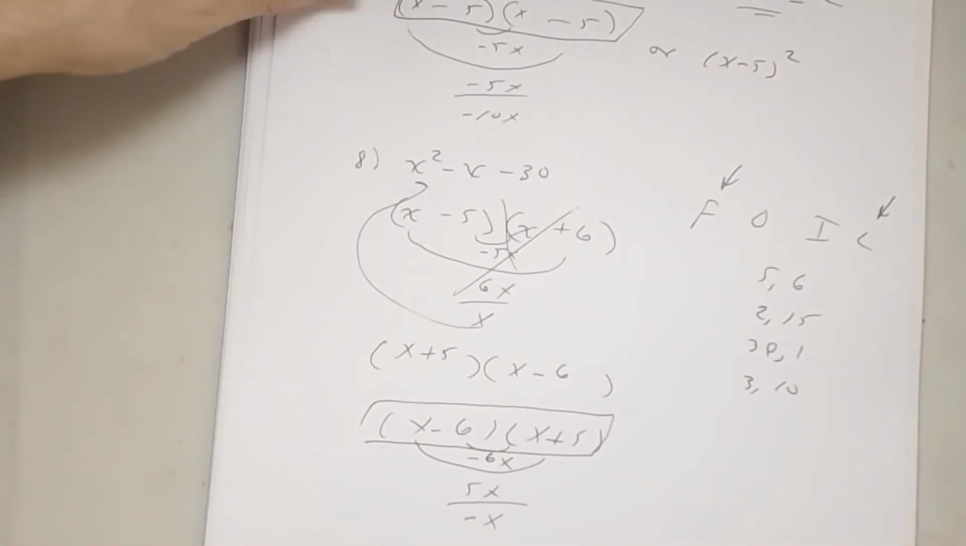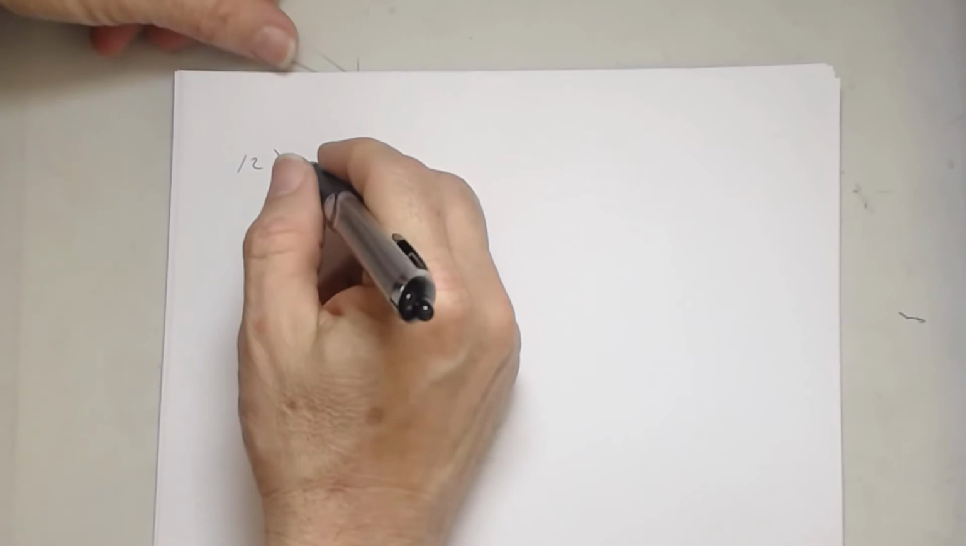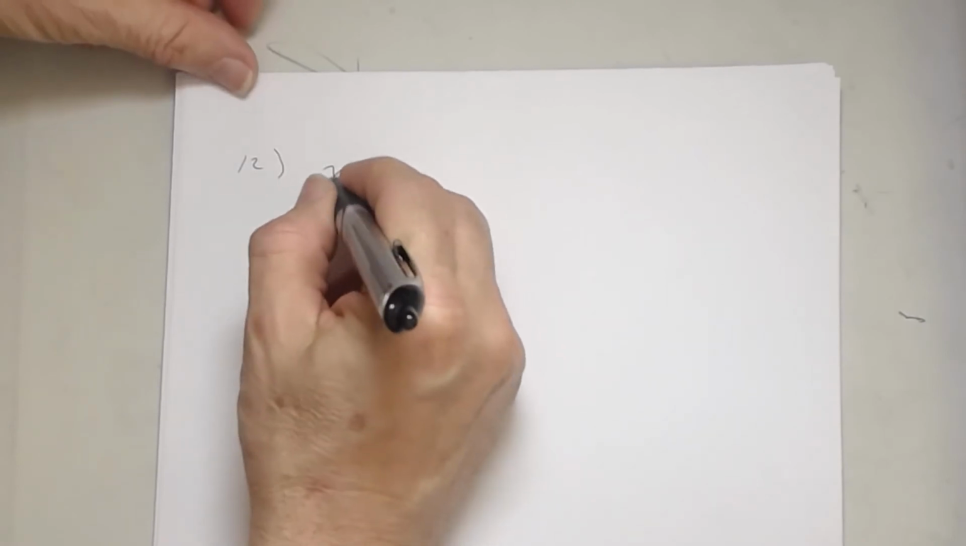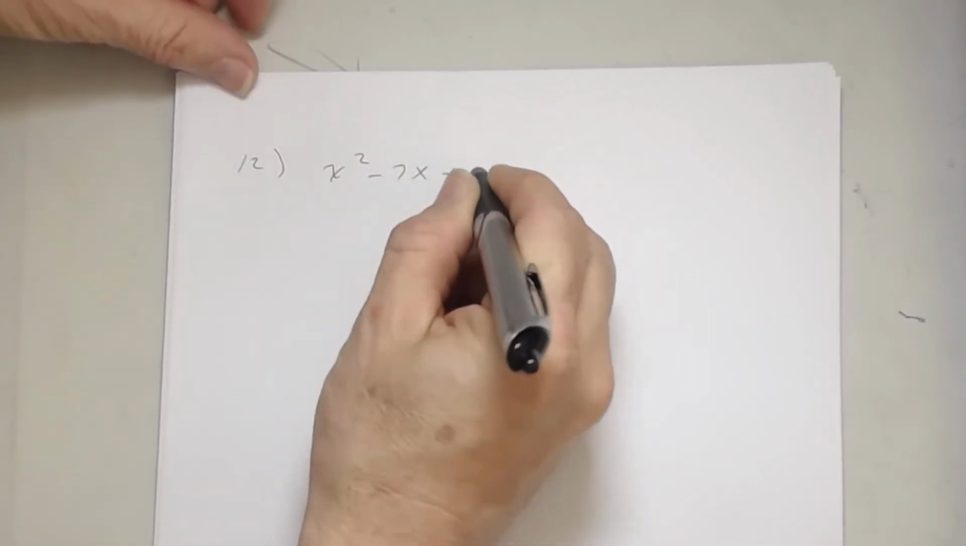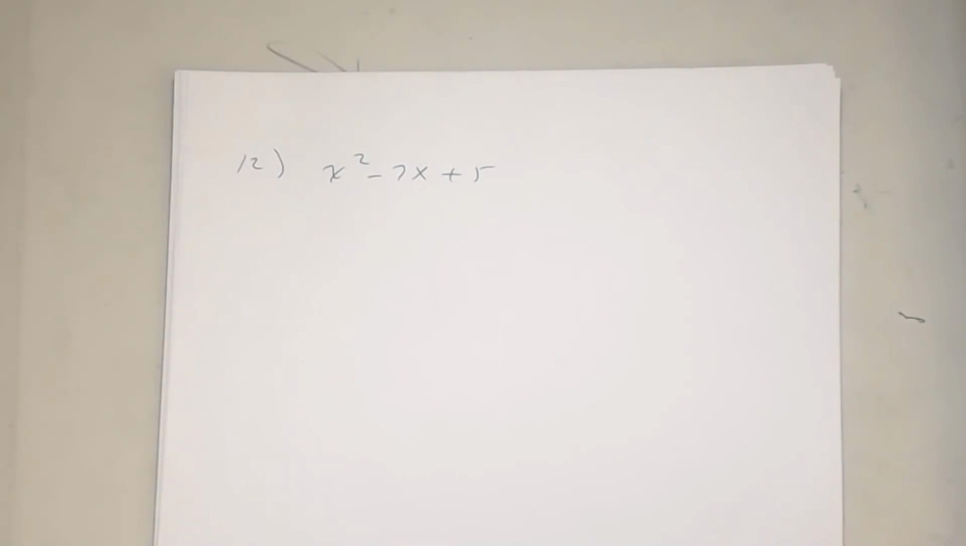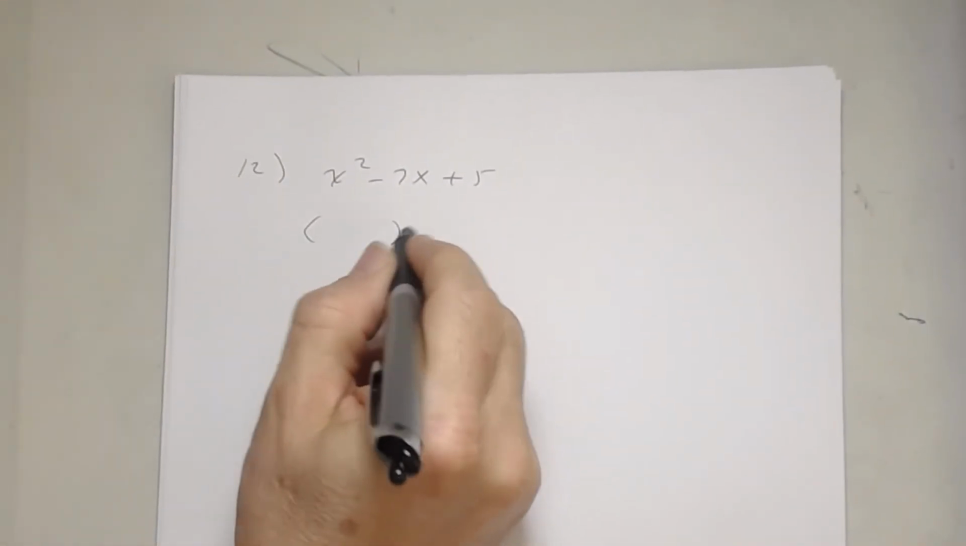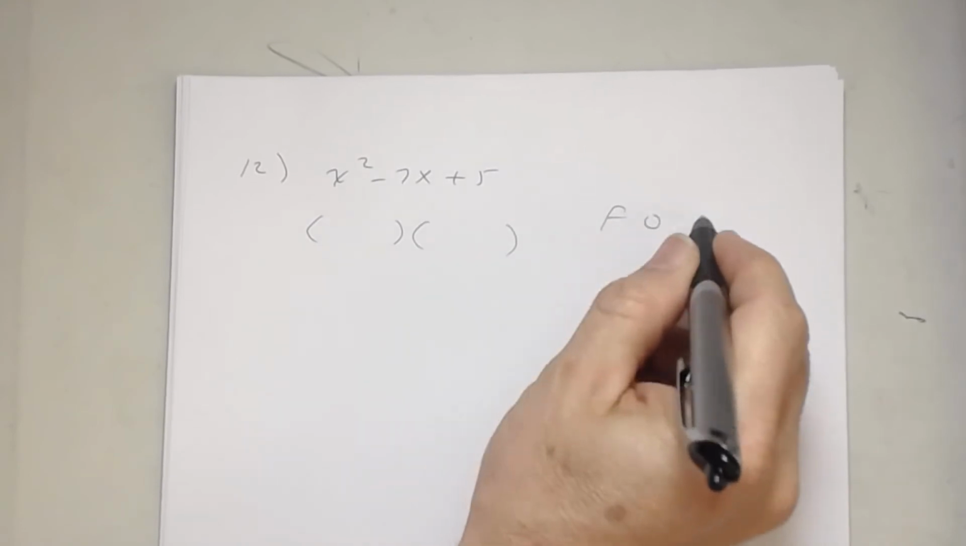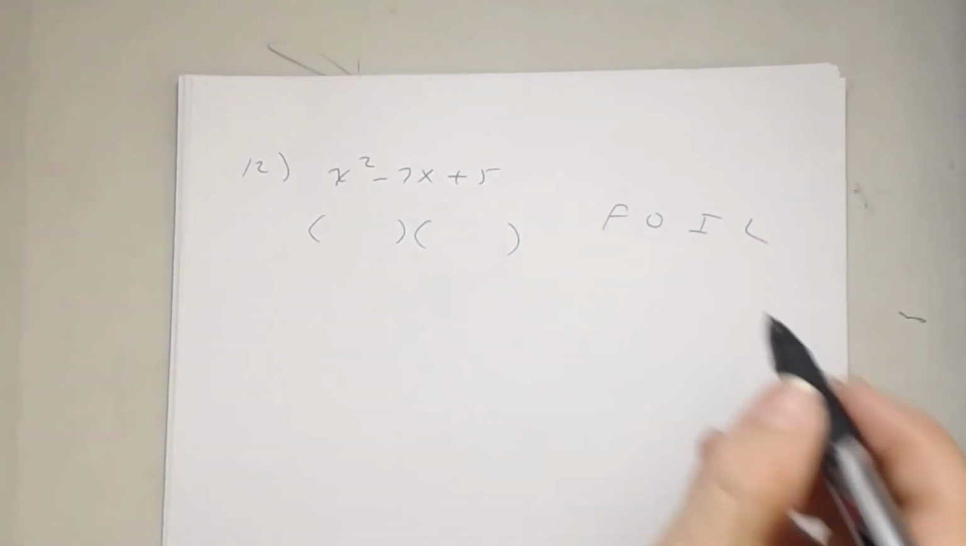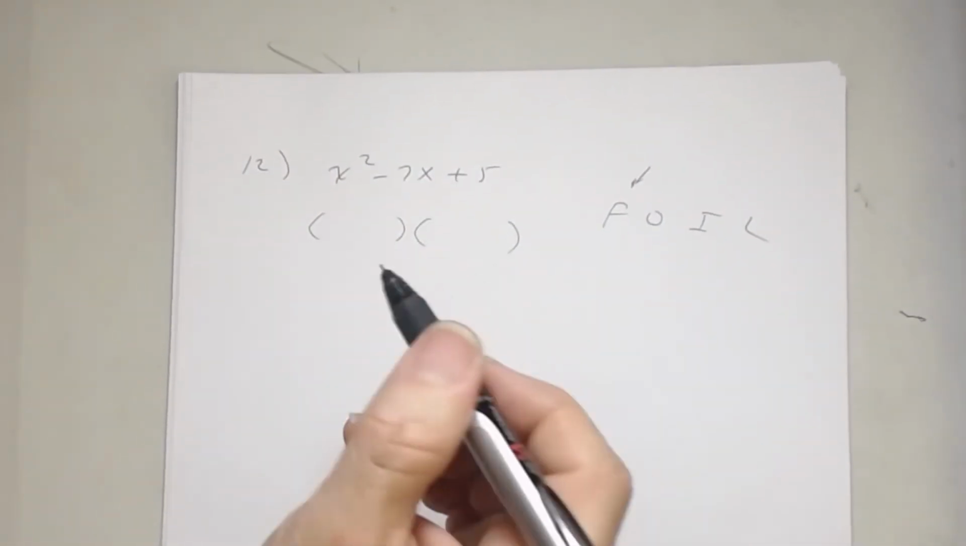All right, 12. You have x squared minus 7x plus 5. So you're going to factor this trinomial. What's the GCF? 1. So let's go to the two binomials and reverse FOIL. Let's do the F first. What are the possibilities for x squared?